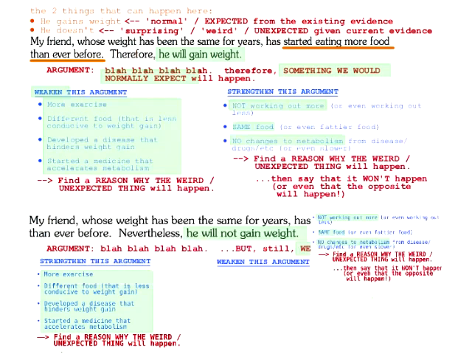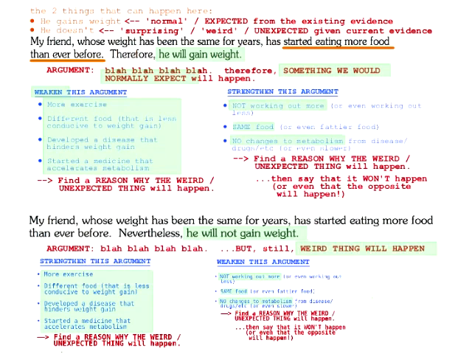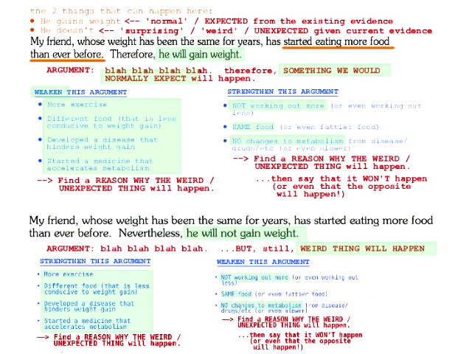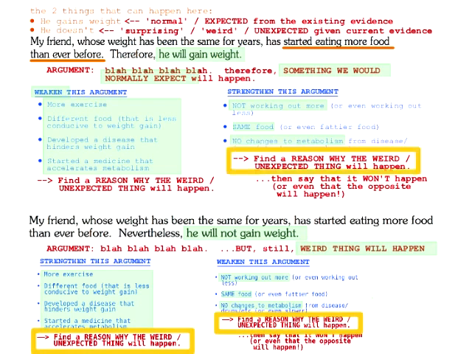But regardless of which job is your job, notice that in all four of these cases, you are doing exactly the same job, which I'm going to highlight in yellow. You are always finding reasons why the weird or other unexpected side will occur. Which, common sense, makes sense, because you don't really need to collect more evidence for something that you already expect to happen. You only need to think about what might go wrong.